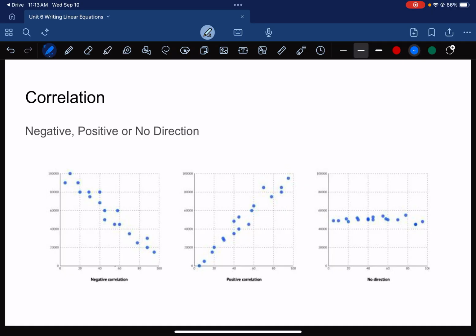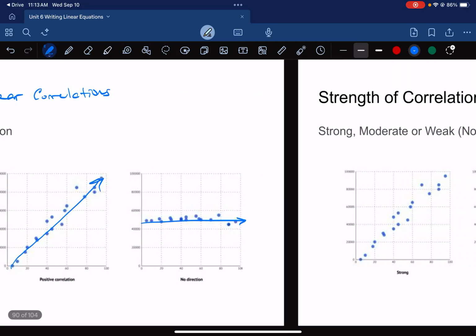So for linear correlations, it's like slope. These have a negative correlation because their slope is running downward from left to right. This is a positive correlation because it's running upward from left to right. And then this is no direction at all because it doesn't decrease or increase. So it's simply horizontal. So no direction on the correlation there, okay?